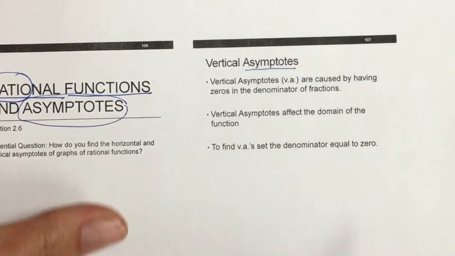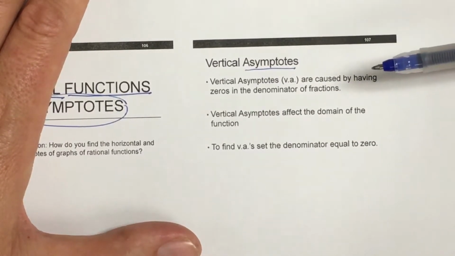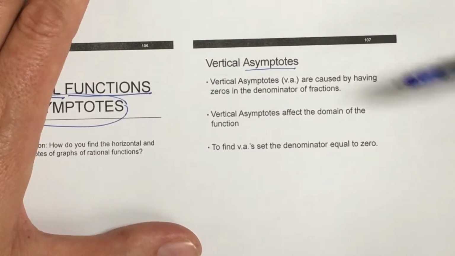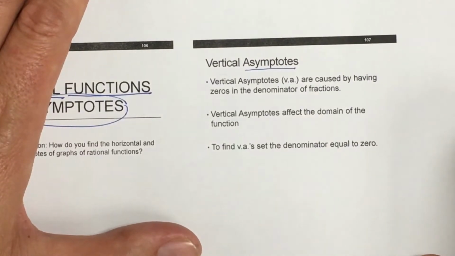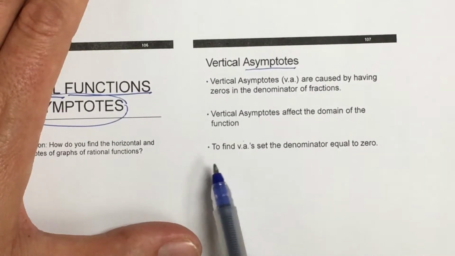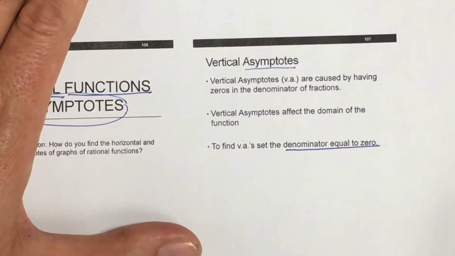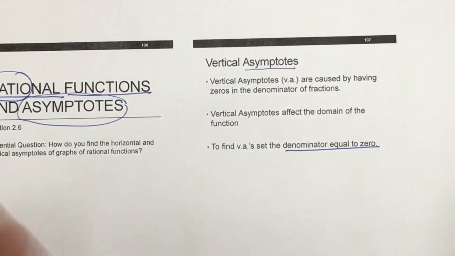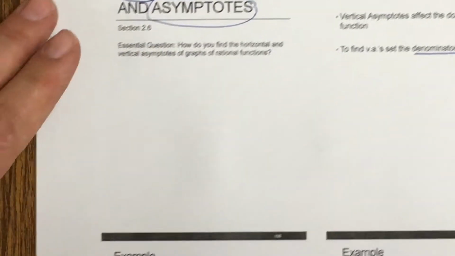I think you guys have some experience with this, but let's just double check. Vertical asymptotes are caused by having zeros in the denominator of a fraction. Vertical asymptotes affect the domain of the function, so that's something that we've dealt with lots. To find the vertical asymptotes, we're going to set the denominator equal to 0, which is exactly what we did for domain. So this is going to look very similar. It should. So here we go.